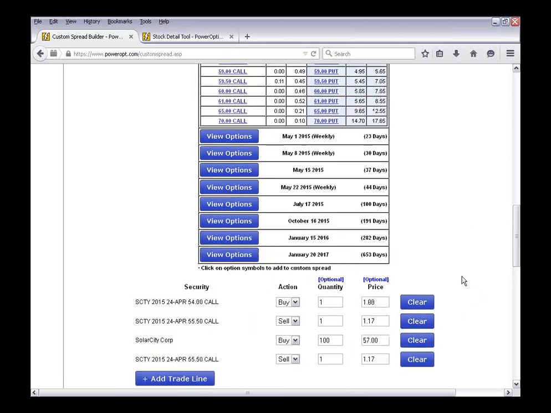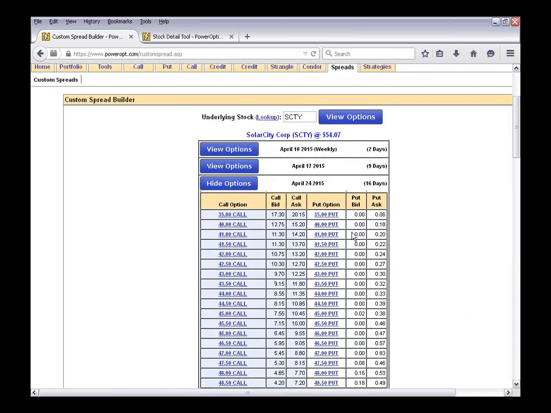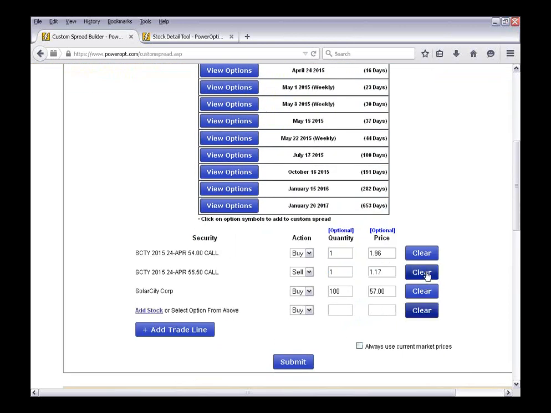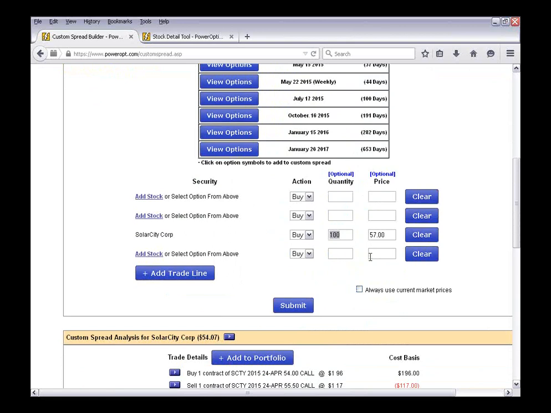Is there a way to repair this a little bit better than a static covered call in a self-directed IRA? Maybe. And let's talk about what that is. Let's clear everything else out but the stock position. We have 100 shares of stock at $57. I'm sorry, it was the 54 and the 55.5 for April 24th was my position here.